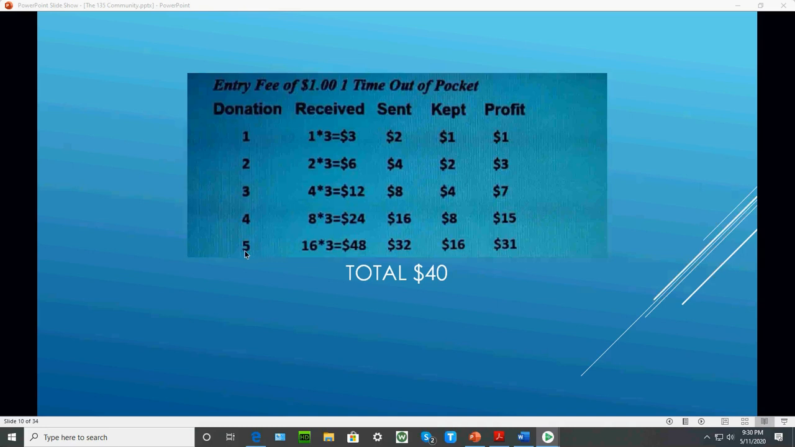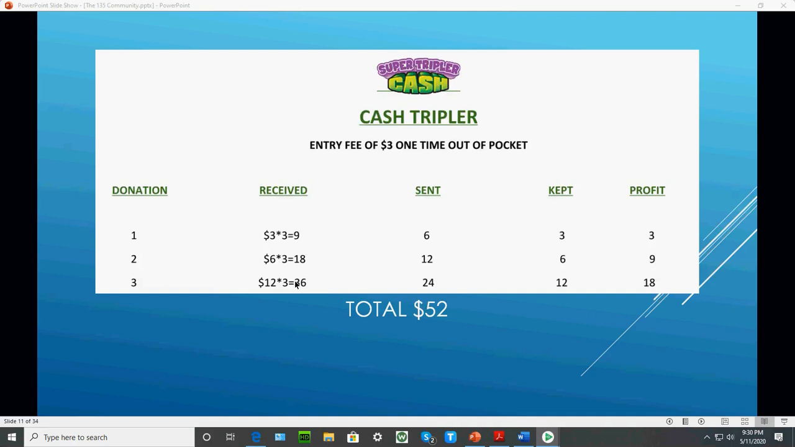All right. So now the 5th donation day in the $1 process becomes the 3rd donation day in the cash tripler. So now in the cash tripler, the 3 people are going to donate to you $12 each. That's $36. You're going to take $24 of that $36 and donate that to your inviter. You're going to keep $12 for yourself. Now you've accumulated $18 just in the cash tripler. That takes you over $52 in the process thus far.